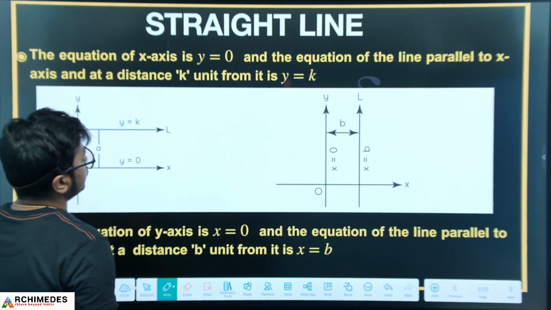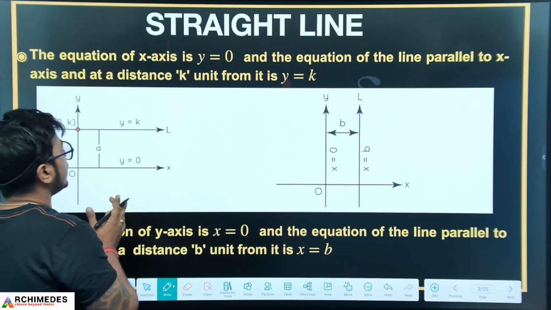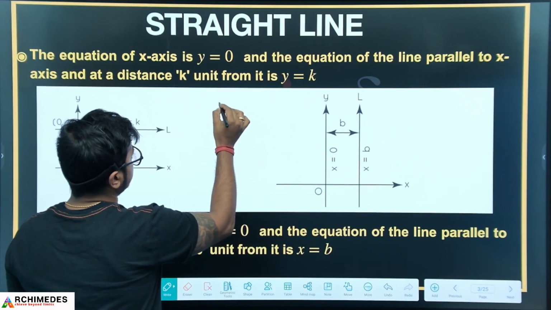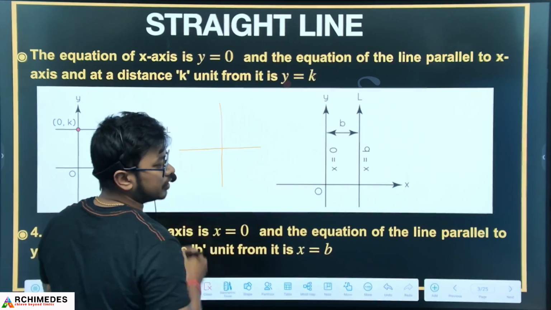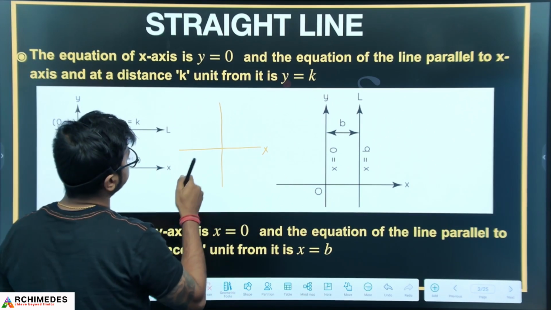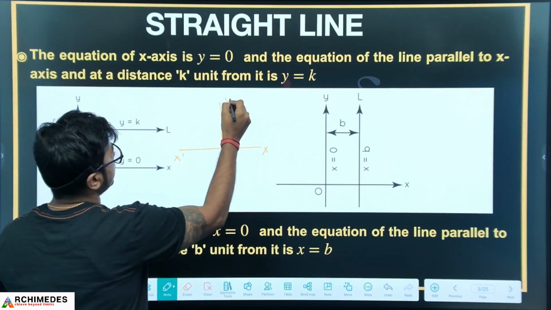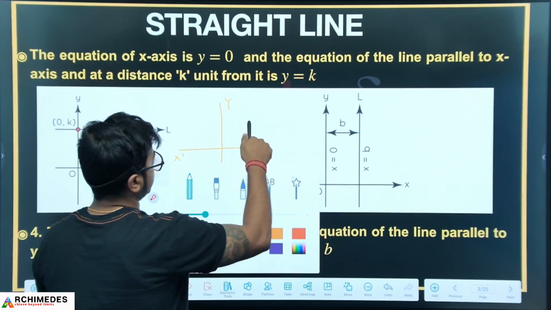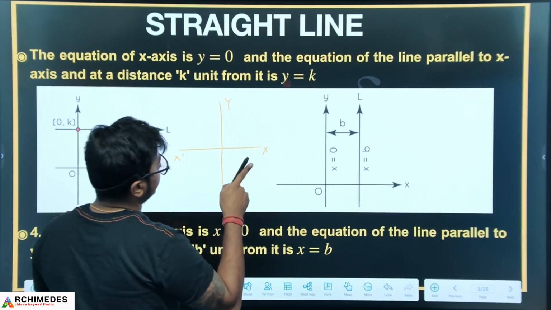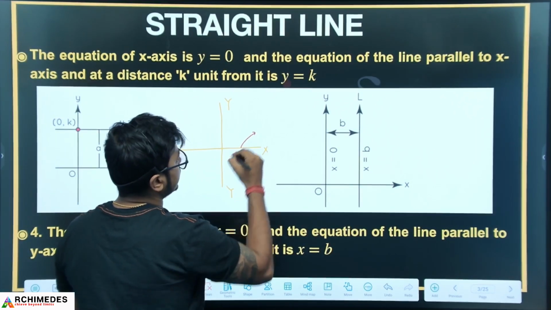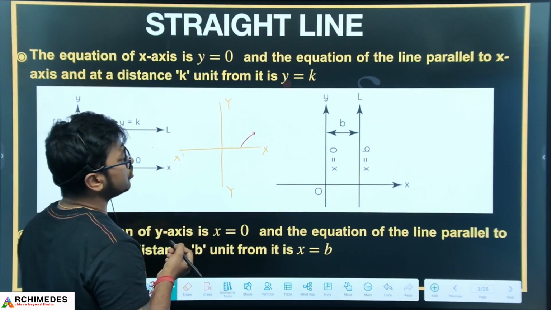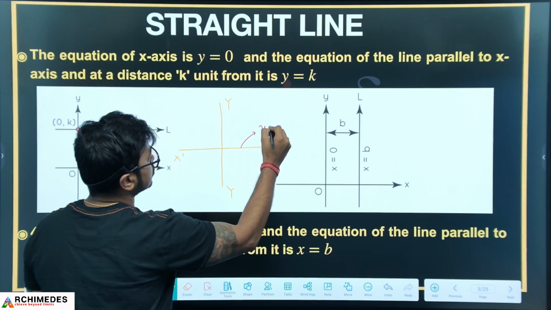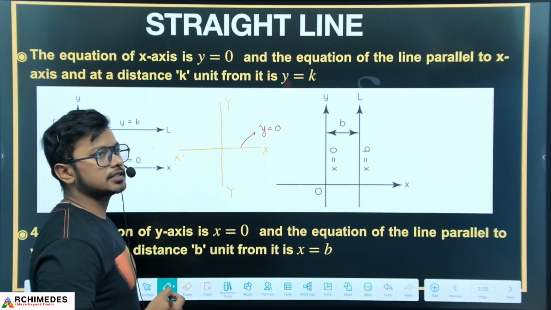Now look over it. We start with the x-axis and the y-axis, that means the xy plane, from the lower classes only. Suppose here is your x-axis, here is x dash, and here is y and y dash. Suppose this is the figure. Now we know that if we take any point on the x-axis, the y value is 0. So the equation of the x-axis is y = 0. That means the equation of the x-axis is y = 0.